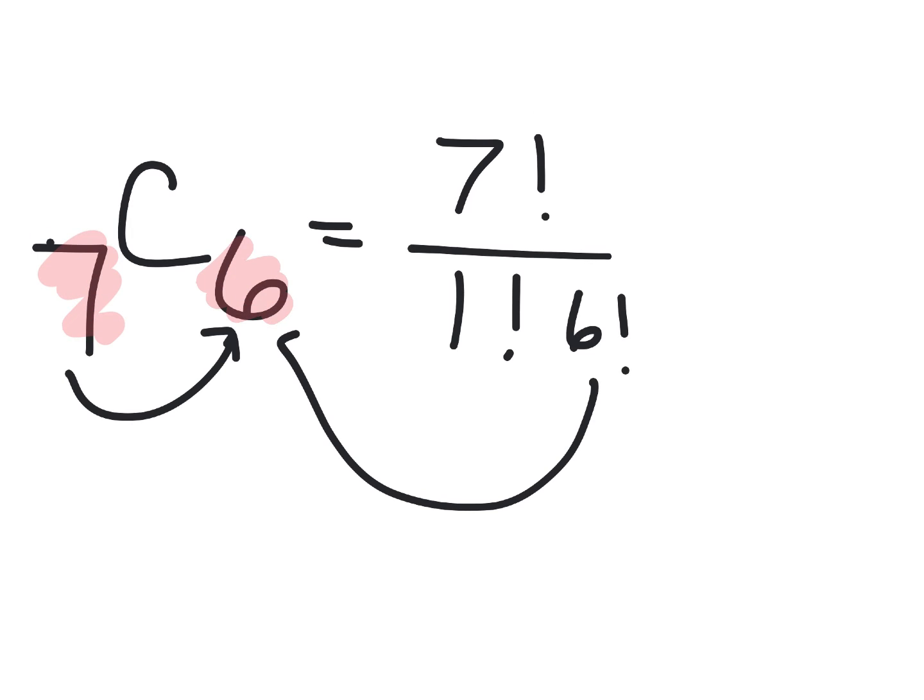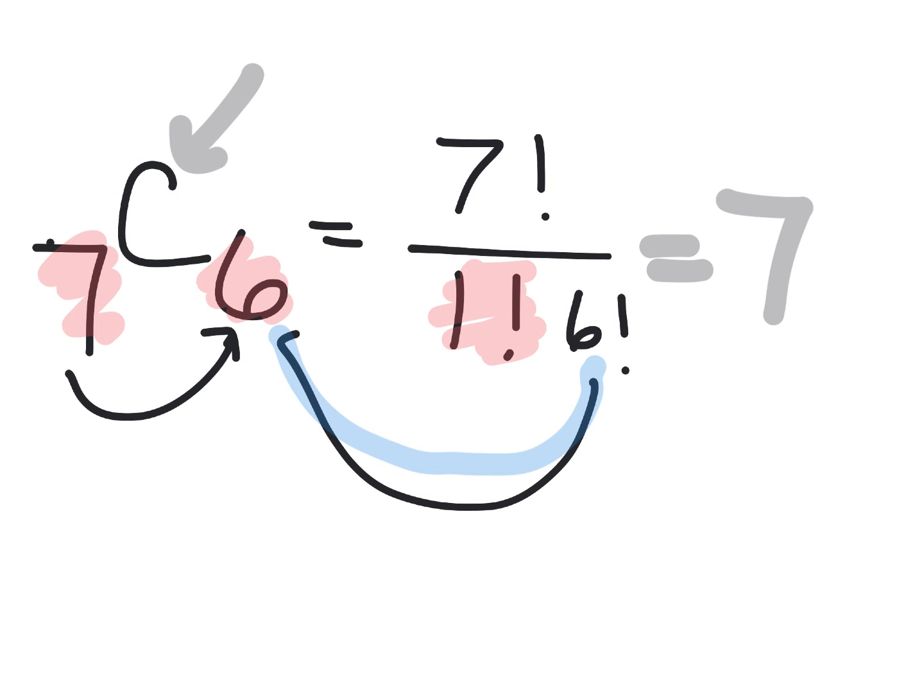7 minus the 6 made the 1 factorial here. Plus, there was an extra 6 factorial because of that. So final answer is 7. Raise your hand if you had 7. Okay, and what does that mean? Combinations. That's order doesn't matter on that count.